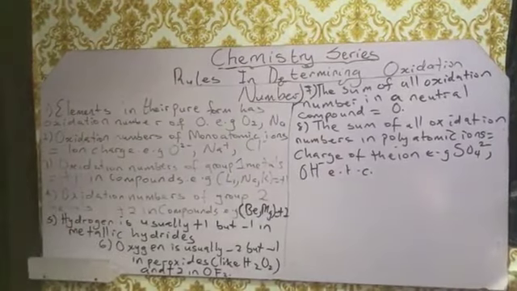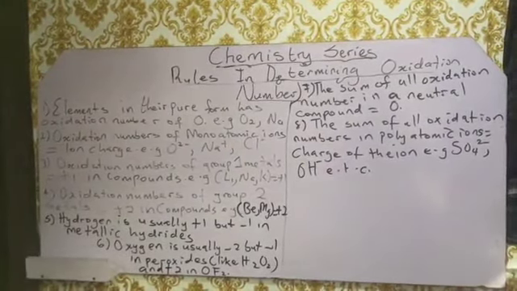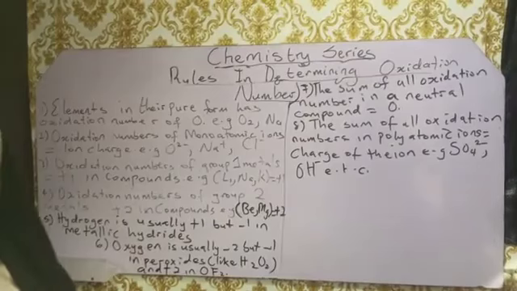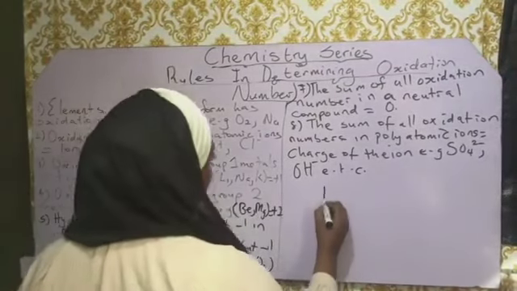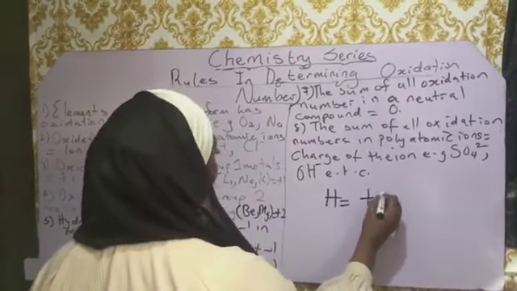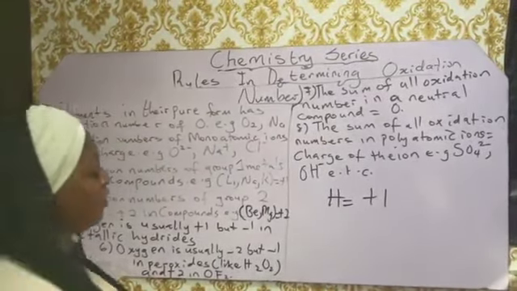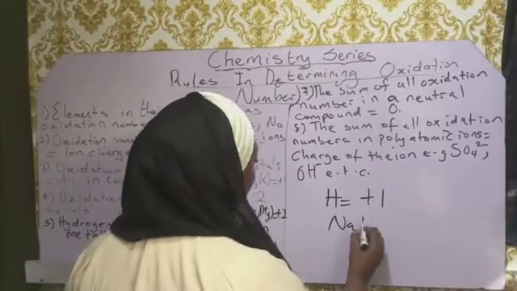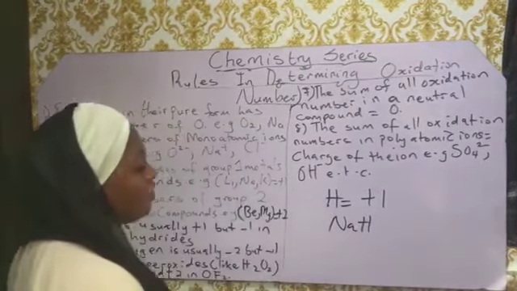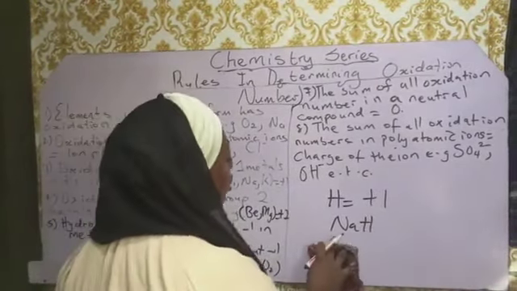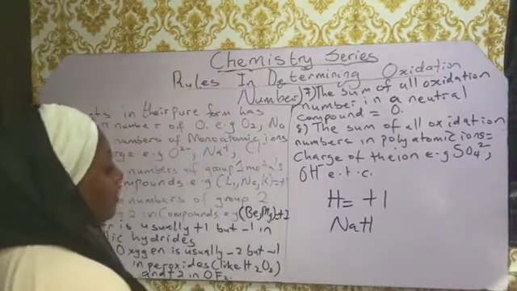Then we have, hydrogen is usually +1, but it is -1 in metallic hydride. Meaning that hydrogen, the oxidation number is always +1. The charge is always +1. But when you have metallic hydride, an example of metallic hydride is sodium hydride, NaH. Now let's try to calculate the oxidation number of hydrogen in this metallic hydride.